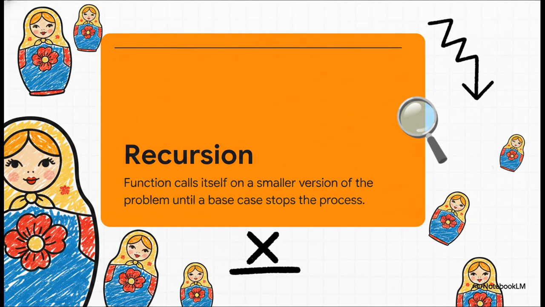Think of classic Russian nesting dolls. You open one up, and hey, there's a slightly smaller one inside, and then another and another. The problem just keeps shrinking down layer by layer by layer. But obviously, you can't just keep opening dolls forever, right? Eventually, you've got to hit the absolute bottom. You need a solid stopping point.